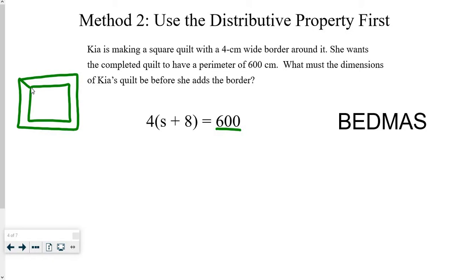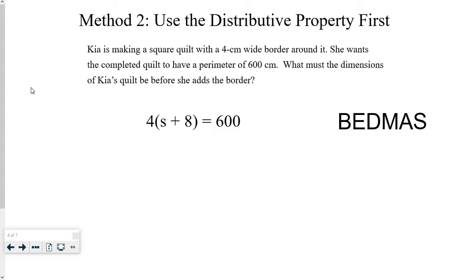Okay, this may not be 8, but anyways, we'll do this question here. Because it's a square, we're going to put this as one side: 2 sides, 3 sides, and 4 sides. If there's a 4 centimeter wide border around it, it should be plus 4. But we'll do this question here, and we'll go from there.